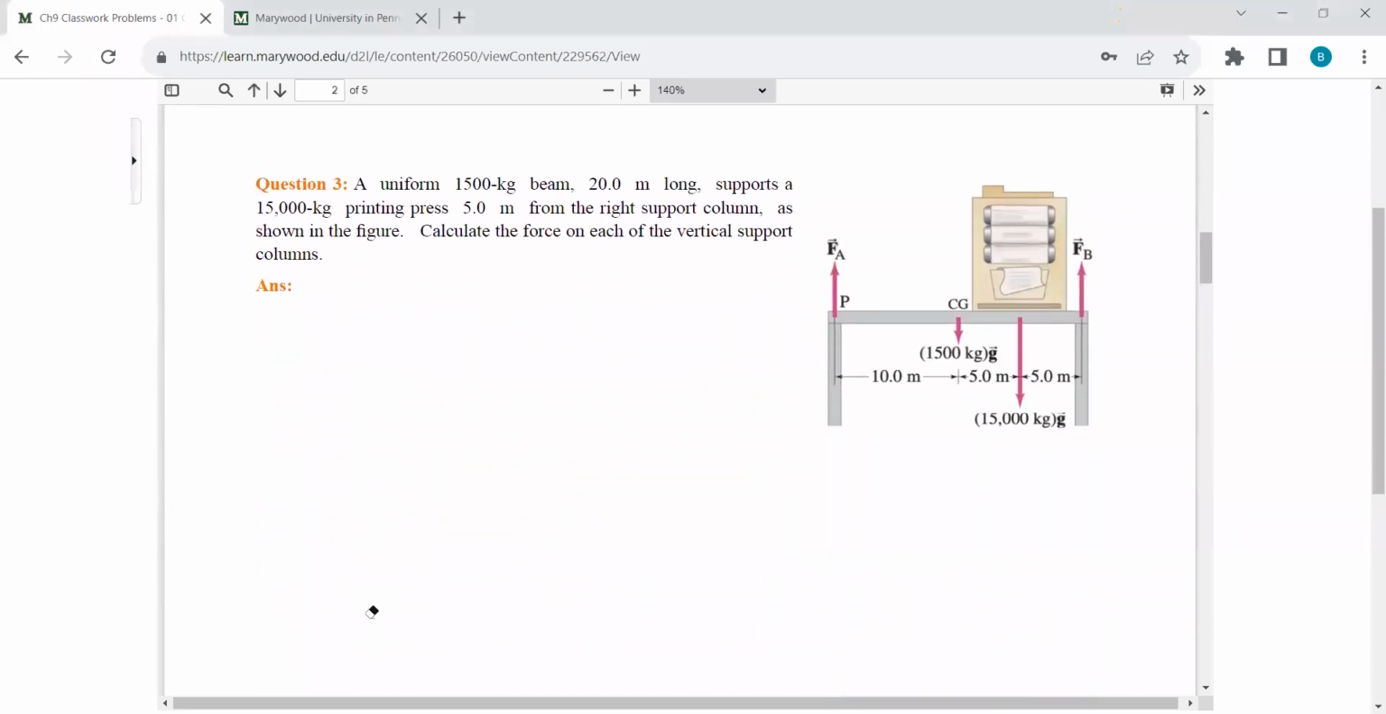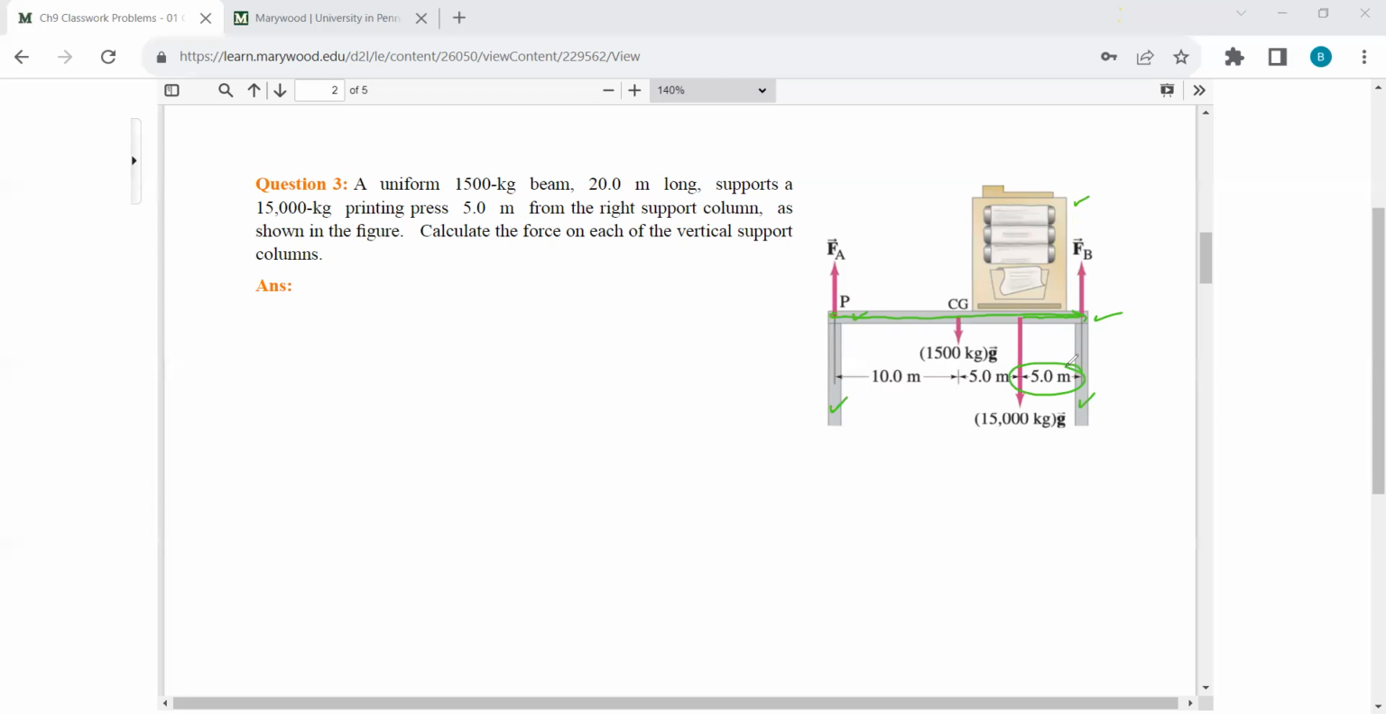Next is this one. A heavy machine is on a horizontal beam. So this is the horizontal beam, and it is supported by two vertical beams, this one and this one. We know the mass of this beam, and we know the mass of this printing machine. We also know the length of this beam is 20 meter, and that the center of this printing machine is 5 meter from one side. So this distance is 5 meters. These are the given information.